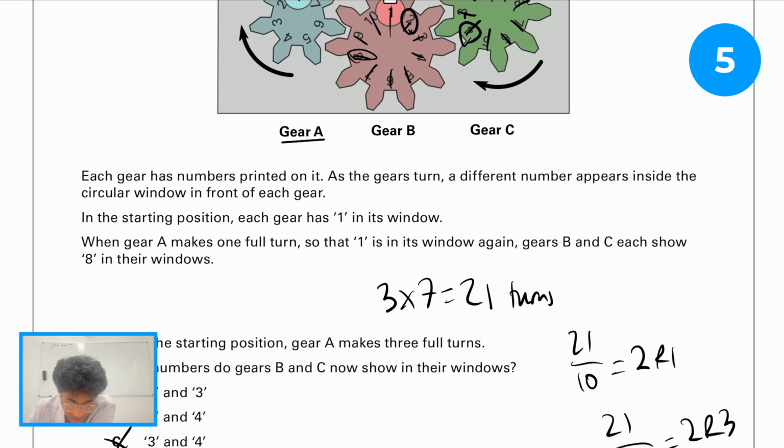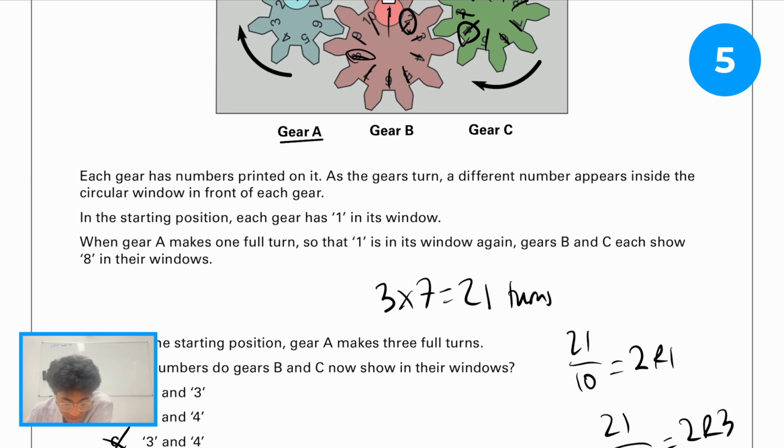So it can't be B. It has to be, it can't be A. It has to be B.